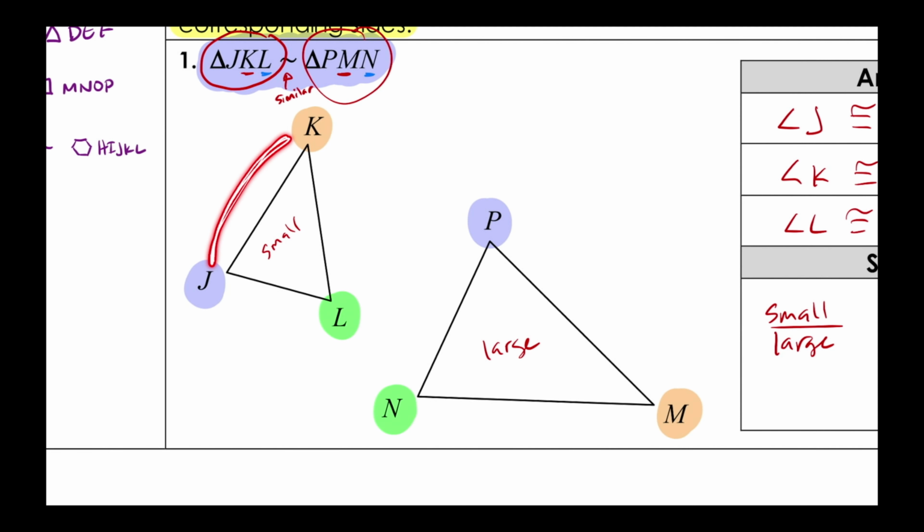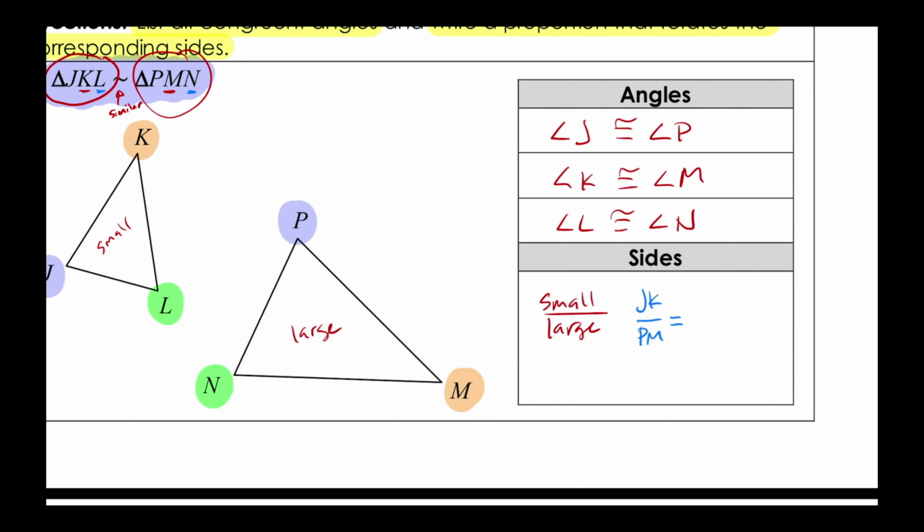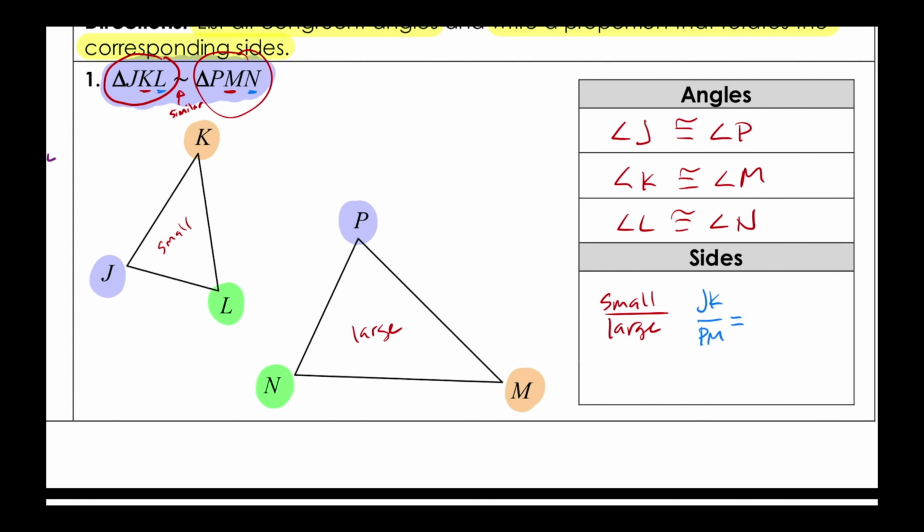So if you can't do that, then we can see the corresponding sides. Purple to orange is JK. Purple to orange is PM. See that? Now let's do the next one. That ratio should equal the other sides. Let's do small to large again. Orange to green, KL, corresponds to orange to green, MN.